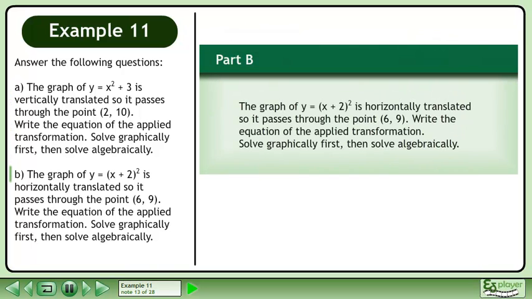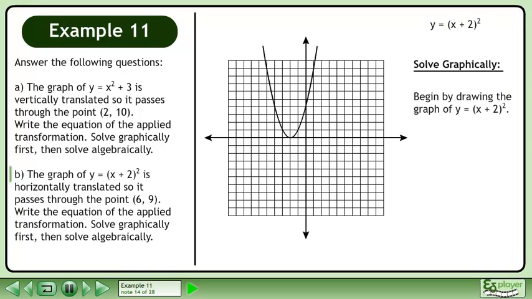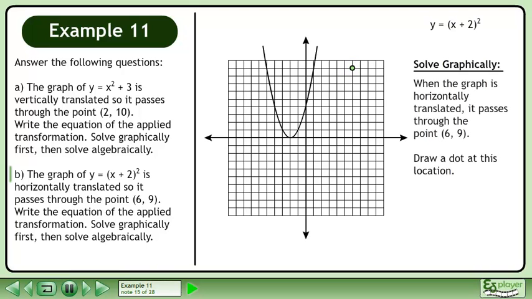In part B, the graph of y equals (x plus 2) squared is horizontally translated so it passes through the point (6, 9). Write the equation of the applied transformation. Solve graphically first, then solve algebraically. Begin by drawing the graph of y equals (x plus 2) squared. When the graph is horizontally translated, it passes through the point (6, 9). Draw a dot at this location.